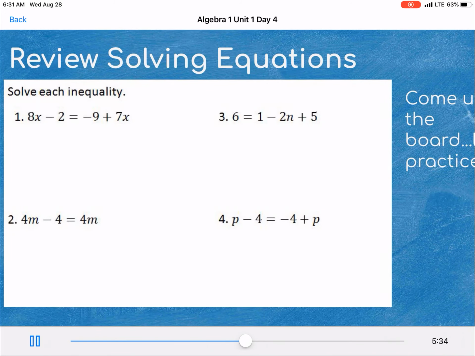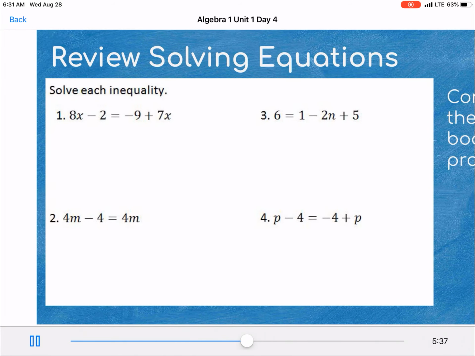Now we're going to review how to solve these equations. This right here should say equations, not inequalities.